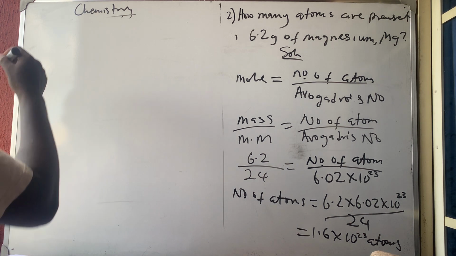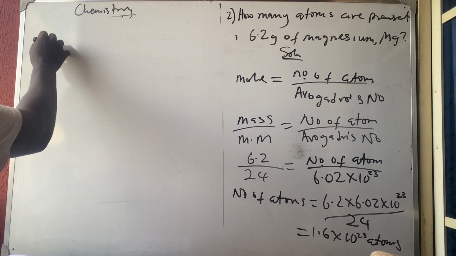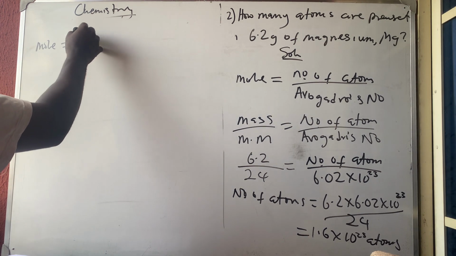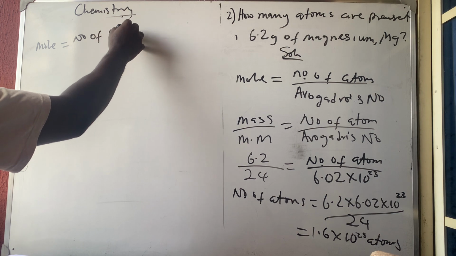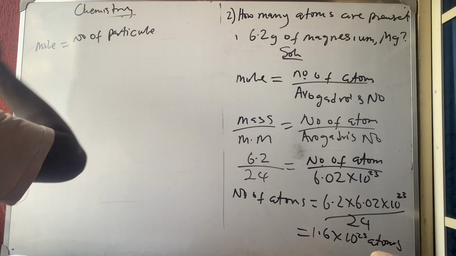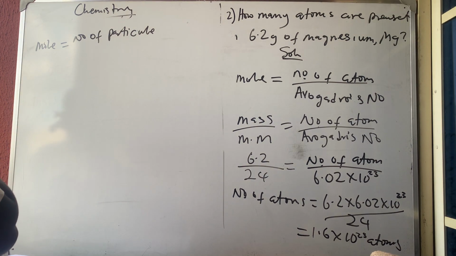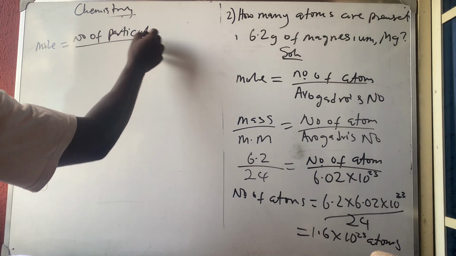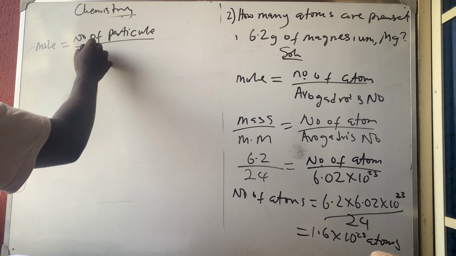How did we get that? We know that mole is simply the number of particles, and don't forget that particles can be atom, ion, or molecule. So mole is number of particles all over Avogadro's number.